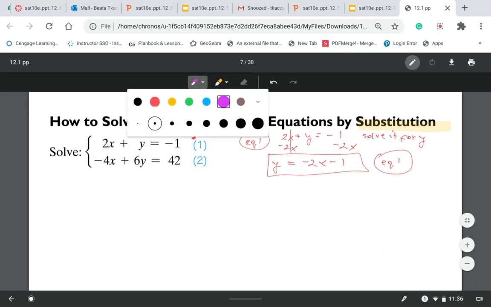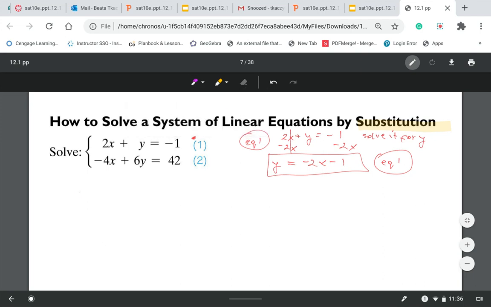Now I'm going to move to equation 2, which is negative 4x plus 6y equal 42, and we're going to use the substitution. We're going to replace y in equation 2 with the expression of y from equation 1, so we replace y with negative 2x minus 1. Because don't forget that the solution of a system of equations is the point which belongs to two straight lines. Okay, so let's use that substitution.